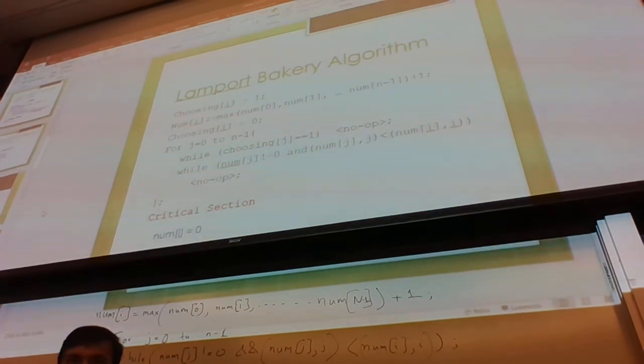Why? How will it wait? If j's token number is less, this will return true. If this returns true, and num j is not equal to 0, so that is also true. This is like a busy wait. Like you just get blocked. So you wait for the jth process.